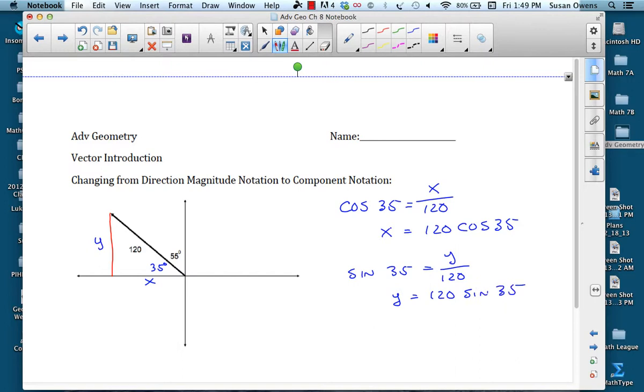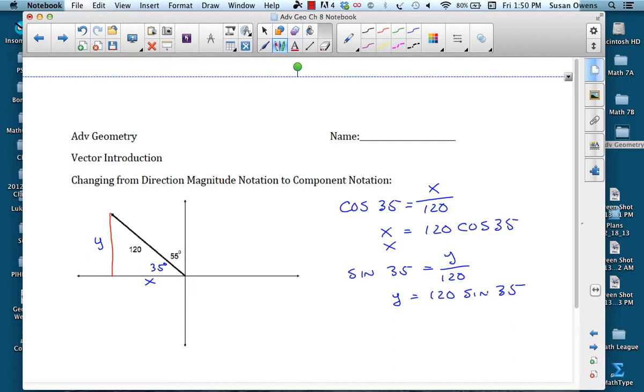Notice all we end up doing is the hypotenuse times the cosine of the angle and the hypotenuse times the sine of the angle. That will happen every time. So instead of writing the ratio and then cross-multiplying it, most of the time I just remember that it's always the hypotenuse times the cosine of the angle and it's always the hypotenuse times the sine of the angle.